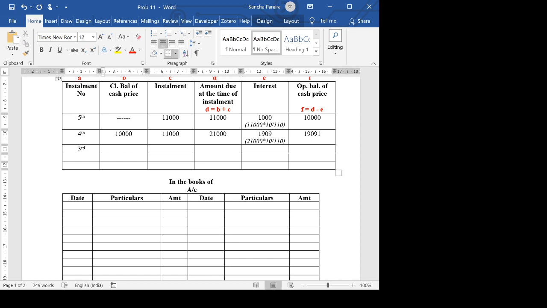The third year, it is 19,091. Bring down the same thing. Installment as usual is 11,000. Now, what will this total be? It will be 19,091 plus 11,000. If you do the total, it will come to 30,091.